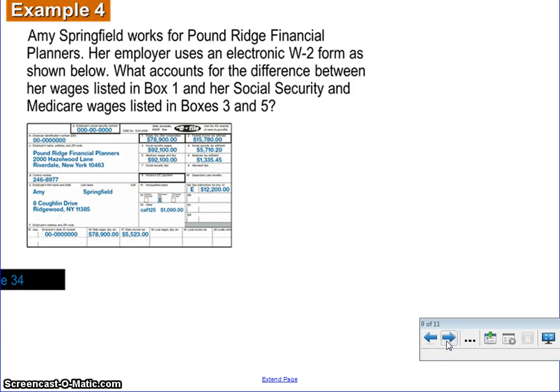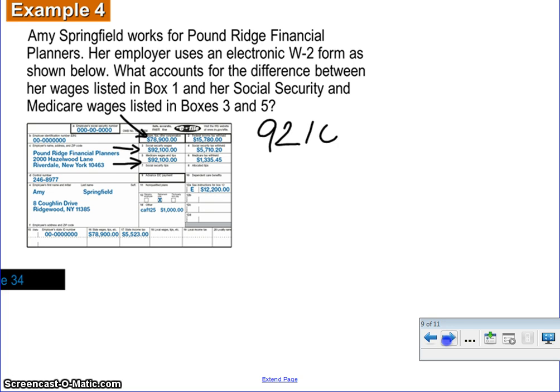All right, last example here. It says Amy Springfield works for Pound Ridge Financial Planners. She's got an electronic W-2. What accounts for the difference between her wages listed in box 1 and her Social Security and Medicare wages listed in boxes 3 and 5? So the first thing we need to look at is what is the difference.